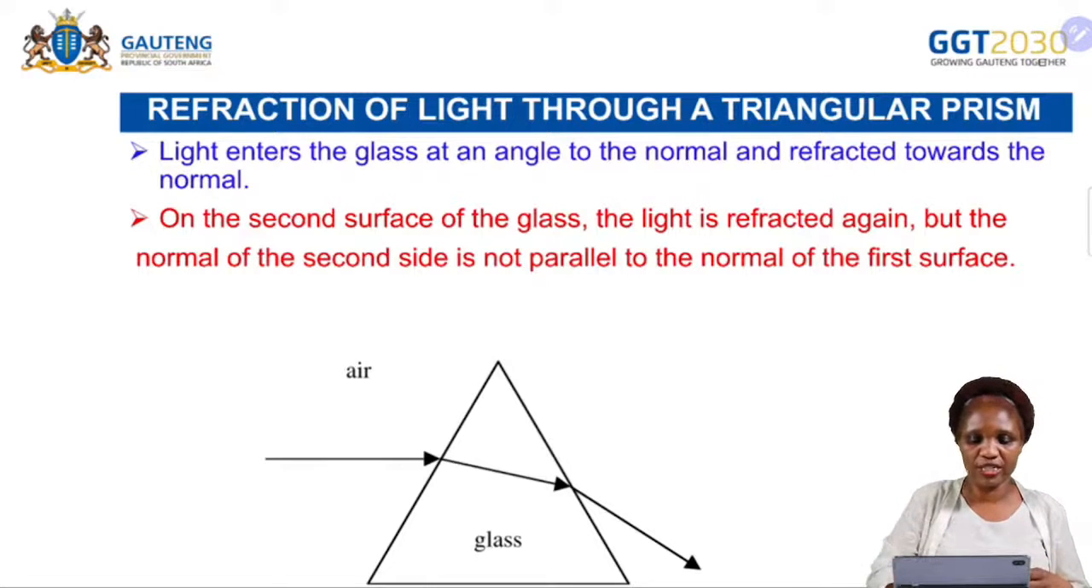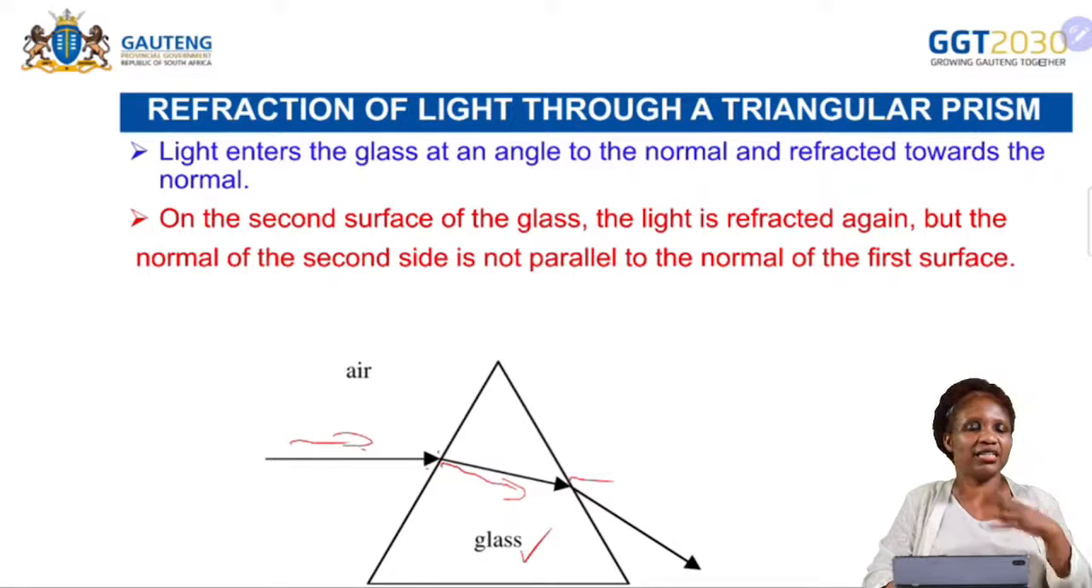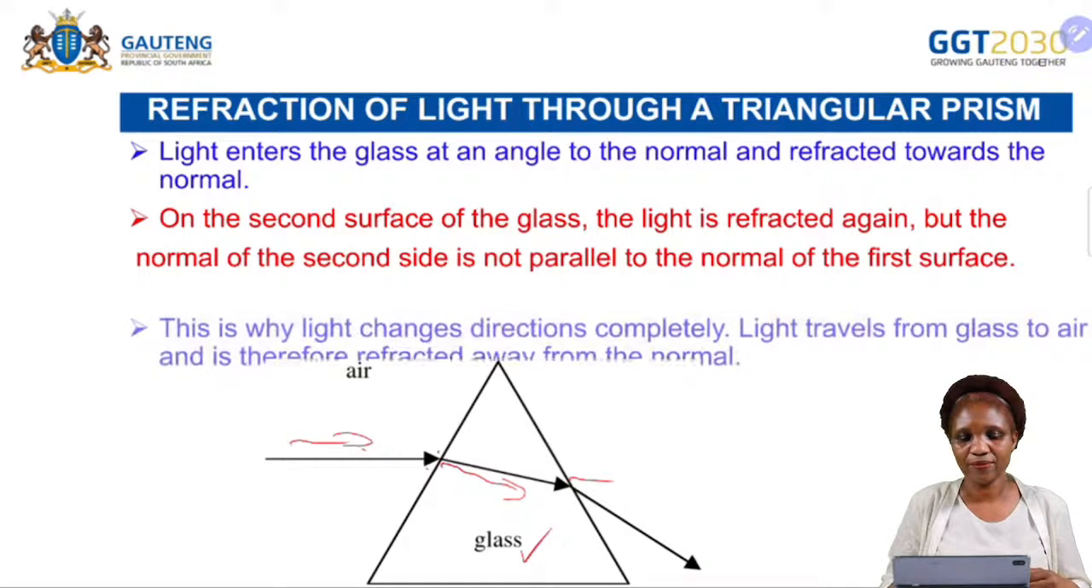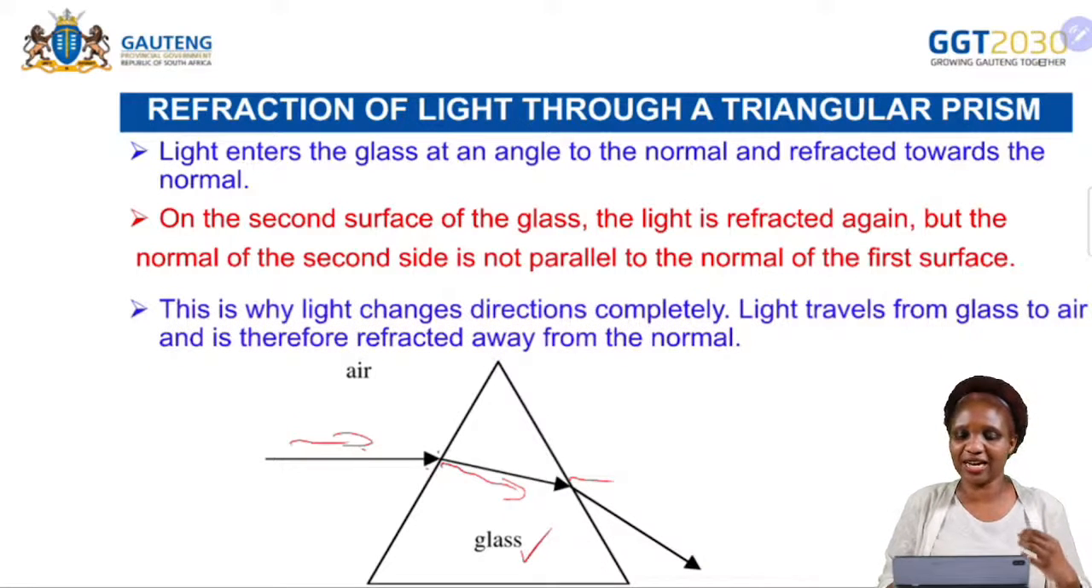Okay. We've got light here. White light is entering. It is striking a glass prism. This is a glass prism. And then what's happening here? You can see it's bending. This is refraction. Okay. And then it disperses. When it disperses, it shows us the colors of the spectrum. Okay. And then this is why light changes direction completely. Light travels from glass to air and is therefore refracted away from the normal.